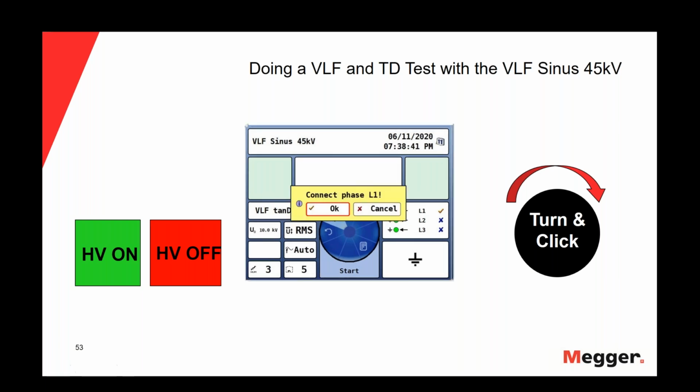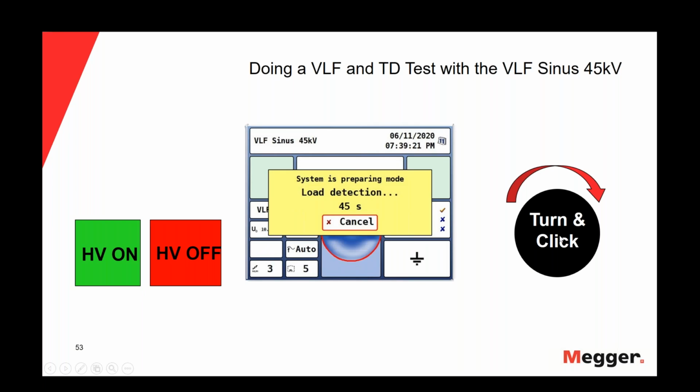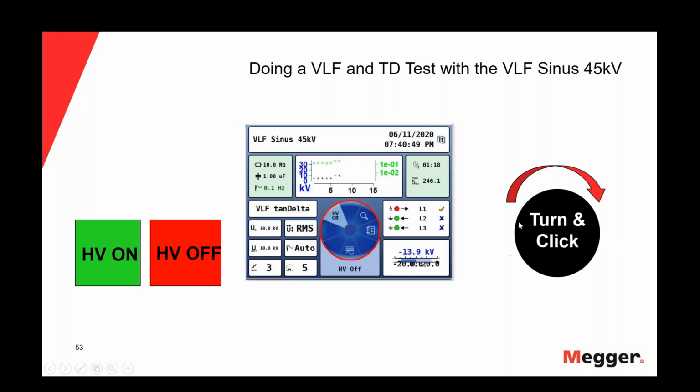I click on start, and the unit allows me to connect the phase L1. I click on OK, and the unit one more time will ask me to push the high voltage on, to apply the high voltage. I click on high voltage, and the unit will start with the tan delta test. In this case, we are applying three voltage steps, and in each voltage, I will measure 5 times the values of the tan delta, and you can see that we have the 3 voltage steps: 5 kV, 10 kV, and 15 kV. And for each voltage step, we have the 5 tan delta values.